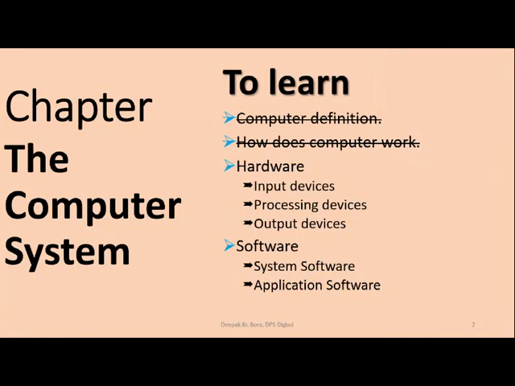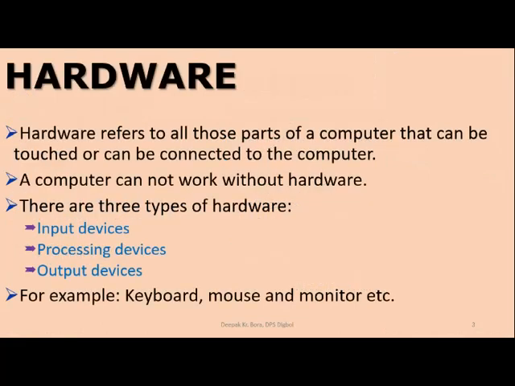We are going to learn in detail about hardware and software. Hardware refers to all those parts of a computer that can be touched or can be connected to the computer. A computer cannot work without hardware. There are three types of hardware: input devices, processing devices, and output devices. For example, keyboard, mouse, and monitor, etc.